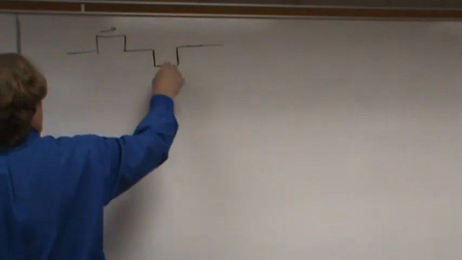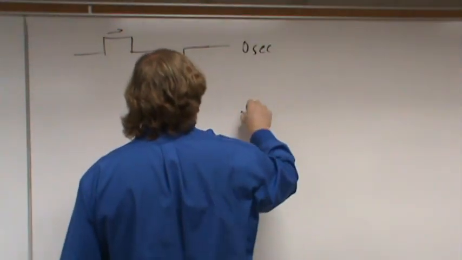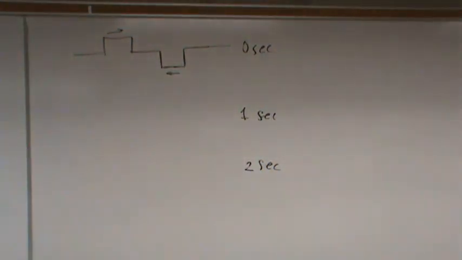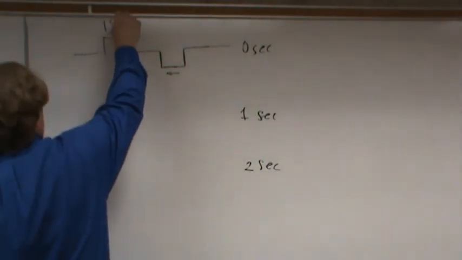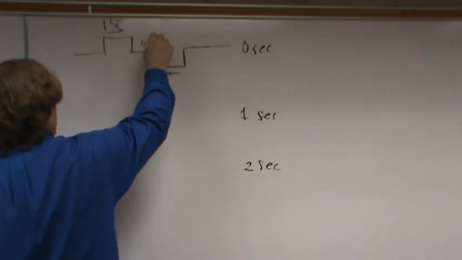Okay, I've got these two pulses moving toward each other. They're 1 centimeter apart. They each have an amplitude of 1 centimeter. This is at 0 seconds. I need you to draw what happens at 1 second and what happens at 2 seconds. Please do that now. I will give you like a minute. Remember, they're going 1 centimeter a second, and each one of these spaces is 1 centimeter.